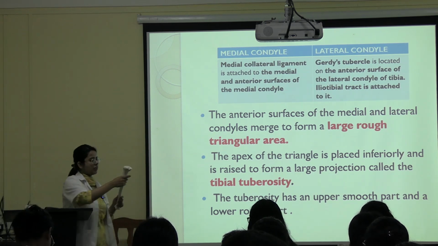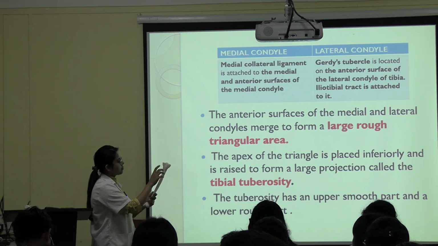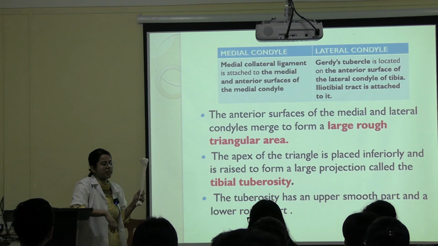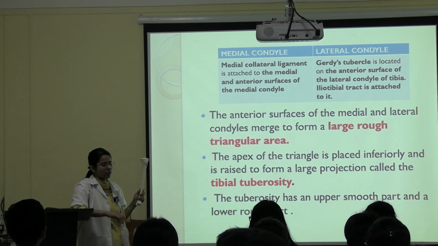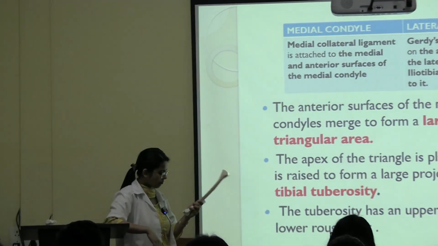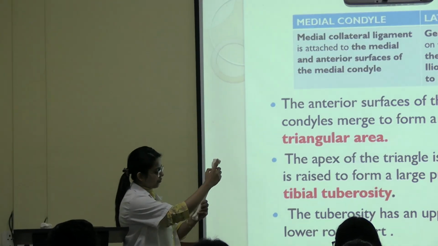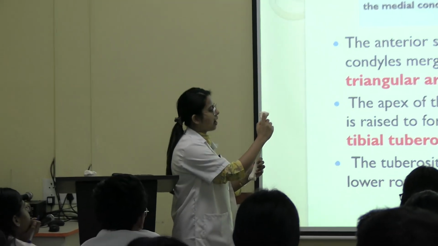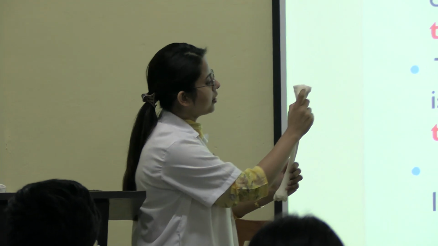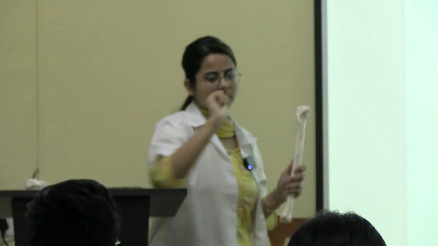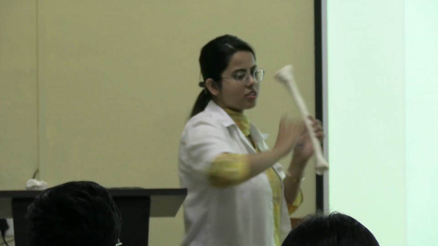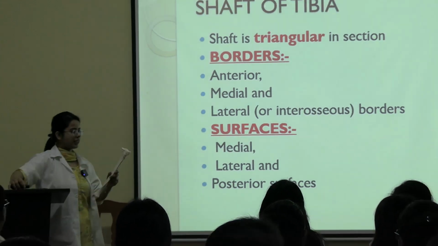Clear? And in medial condyle, this medial surface and anterior surface will have medial collateral ligament. Okay, I will tell again. Medial and anterior surface will have medial collateral ligament. And in case of lateral condyle, the anterior part will have a Gerdy's tubercle. Okay, this small tubercle. Tubercle, you know how it will look. So this small tubercle it will have, which is known as Gerdy's tubercle. Okay, let me tell again.